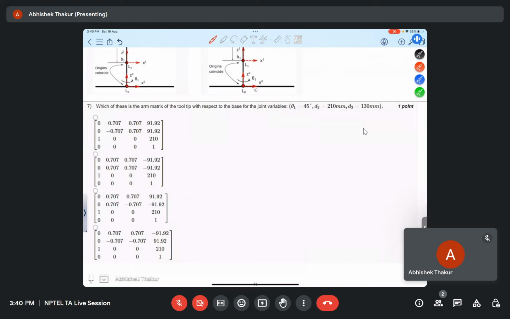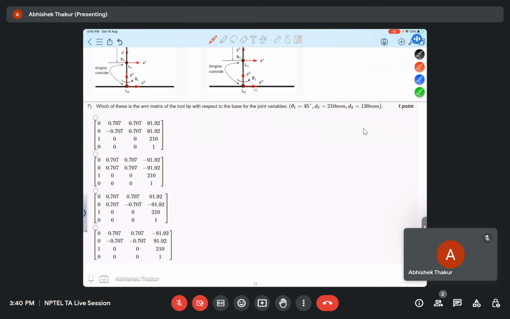So now moving on to question number 7. Which of this is the R matrix of the tooltip with respect to the base for the joint variables when theta 1 is equal to 45 degree, D2 is equal to 110 mm, and D3 is equal to 130 mm.